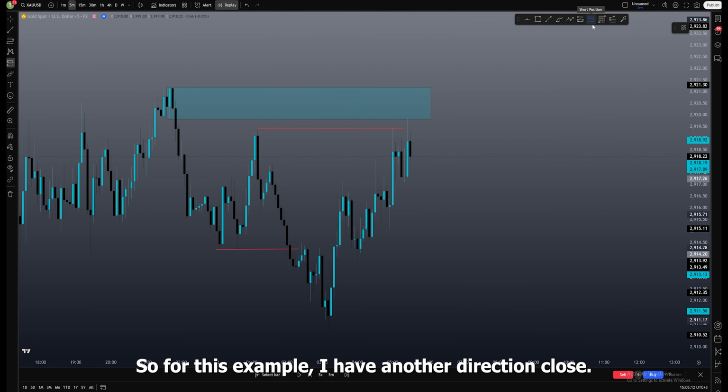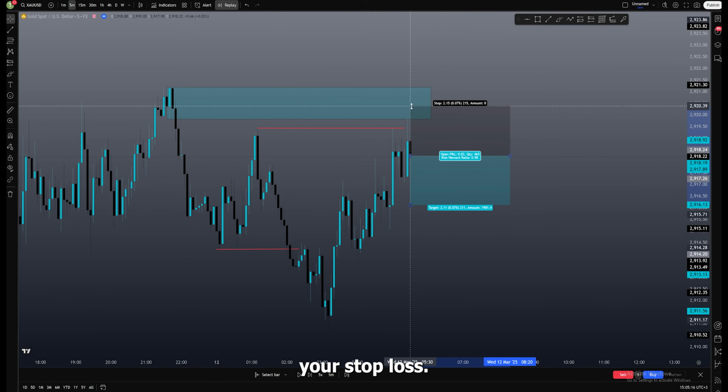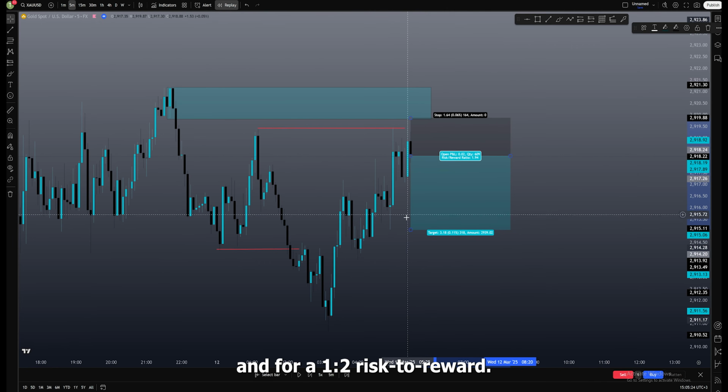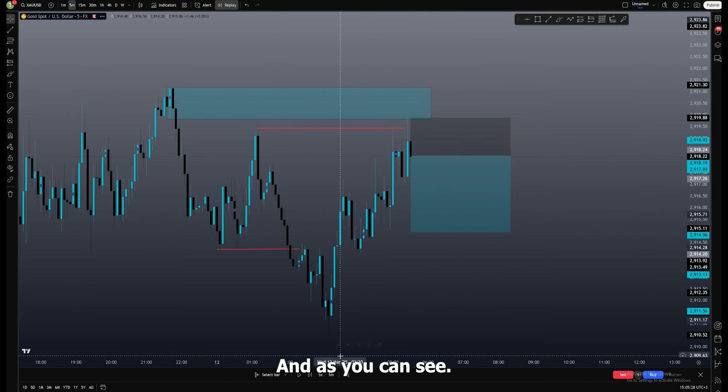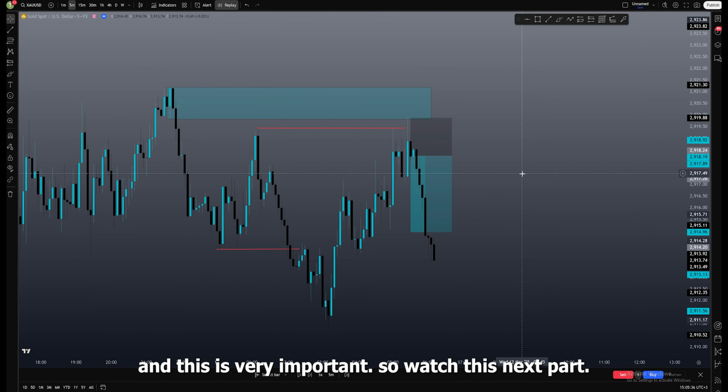So for this example, I have another directional close. You would have just entered over here. Your stop loss would just be at this wick, and now for your take profit, just target this low, for a 1 to 2 risk to reward. And as you can see, it played out very nicely. Now I'm going to go over some different entry models, and this is very important.